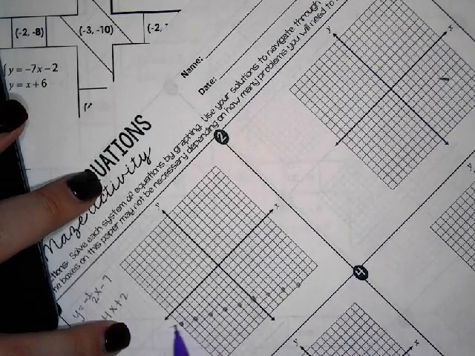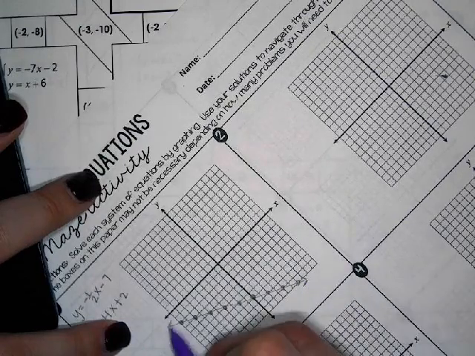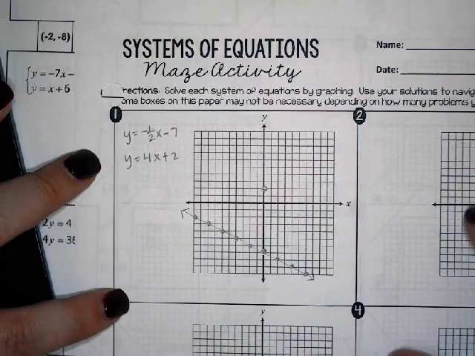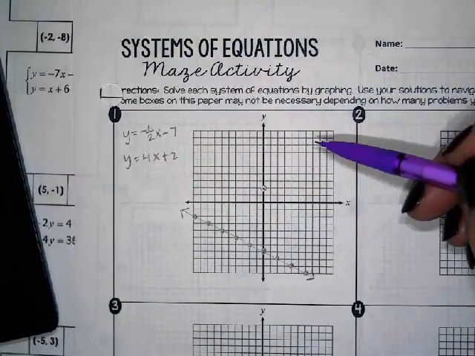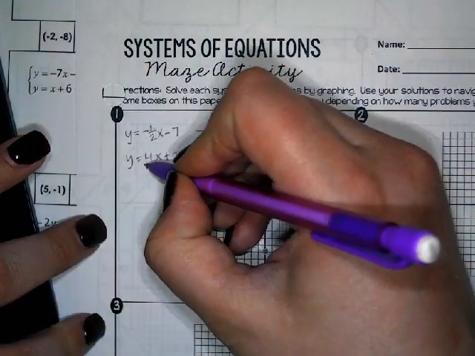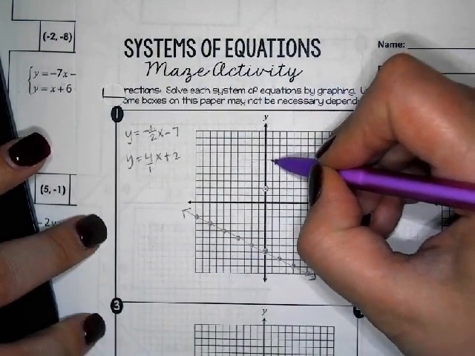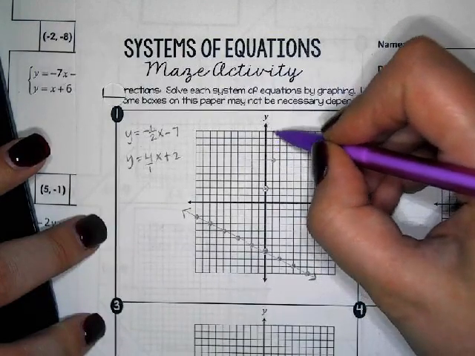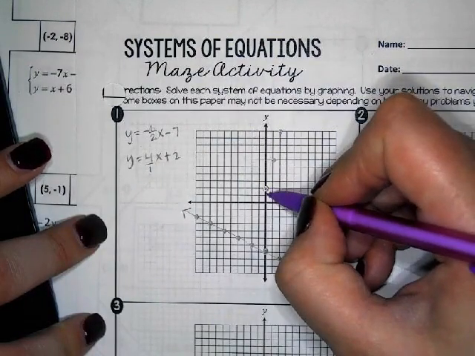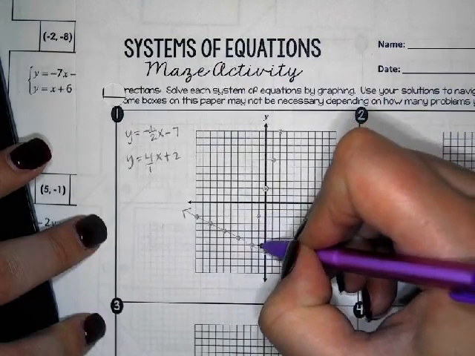And then what's the y-intercept for our second line? 2. So positive 2. Okay, and then what's our slope for our second line? 4, and I'm going to write it as a fraction. That's 4 over 1. So I'm going to go up 1, 2, 3, 4 to the right 1, up 1, 2, 3, 4 to the right 1, and I've run out of space, so I'll switch the pattern. I'll go down 1, 2, 3, 4, and left 1, down 1, 2, 3, 4, and left 1.